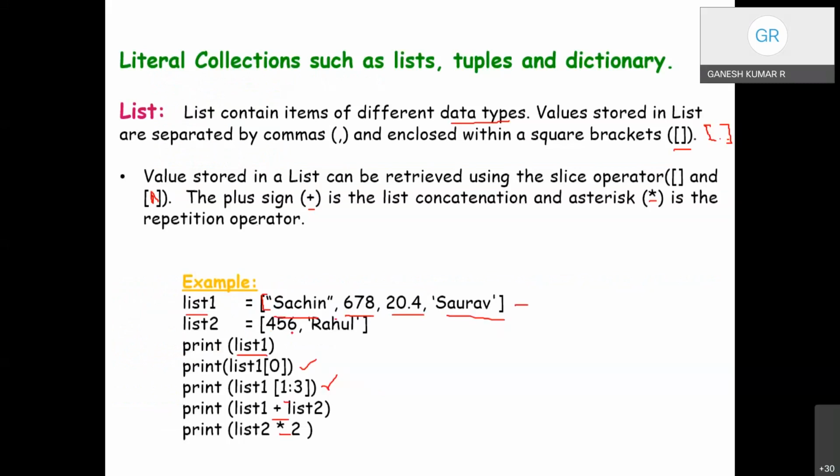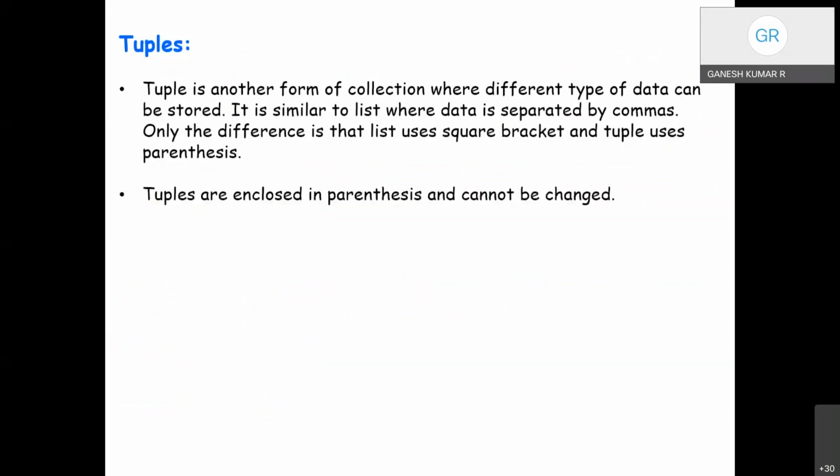Fine. Now moving on, the next topic is tuples. Please note it should be pronounced as tuples; you can also call it tuples, there's nothing wrong in that. What is a tuple? A tuple is another form of collection where different types of data can be stored. List is also a collection of different data items, and tuple is also a collection of different data items. Then what is the difference between tuple and list?